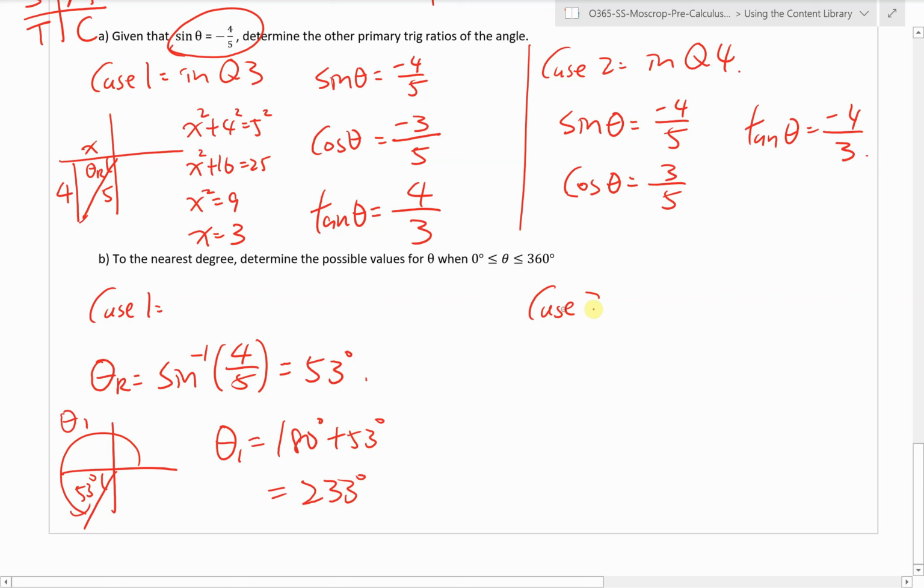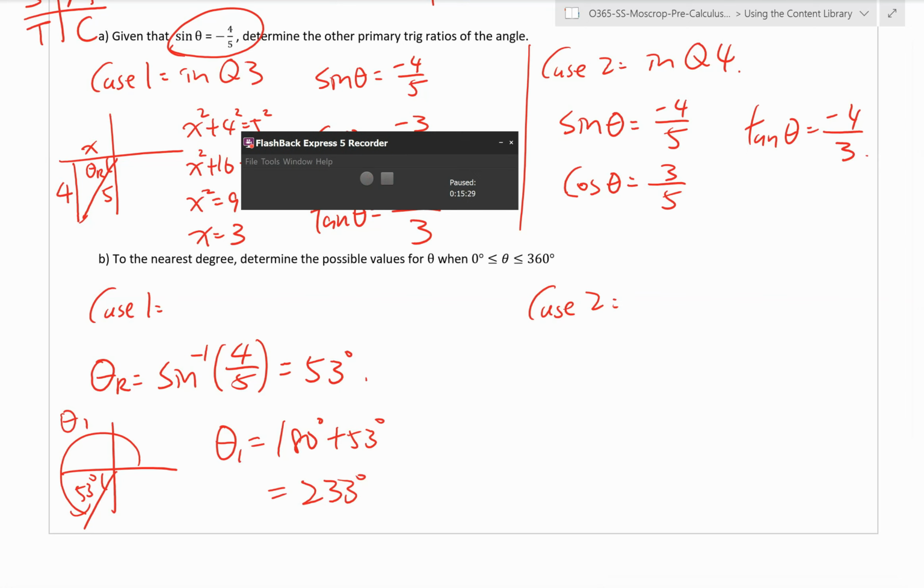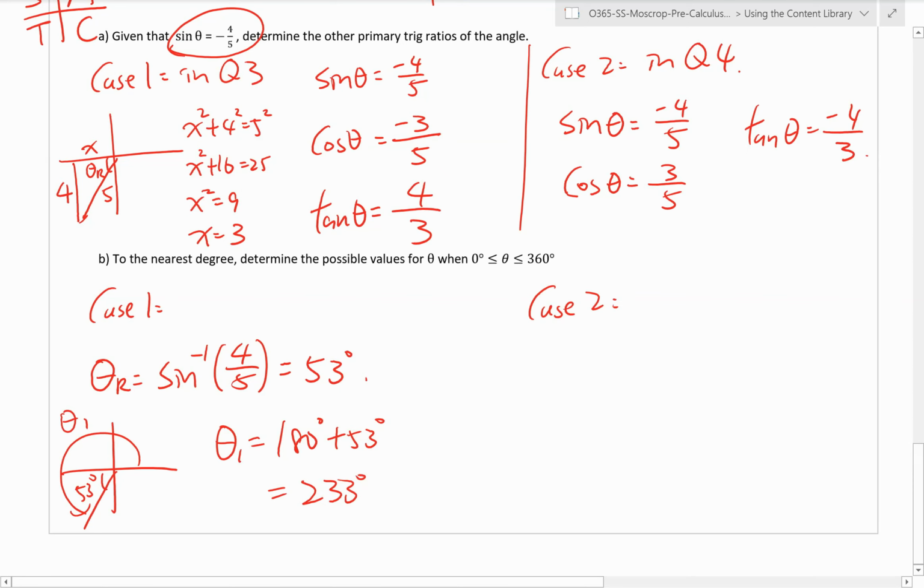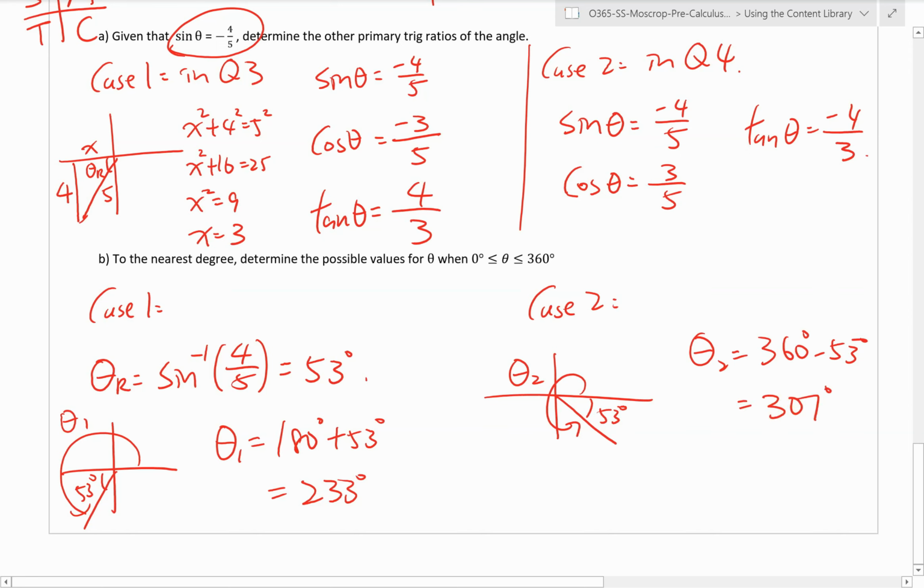We have case 2. Again, the reference angle will not change. It's still 53 degrees, but now we are in quadrant 4. So here's 53, here's theta 2. This would be 360 minus 53 degrees. That's a weird looking 60. This is going to be 307 degrees, and that would be your final answer for part B.